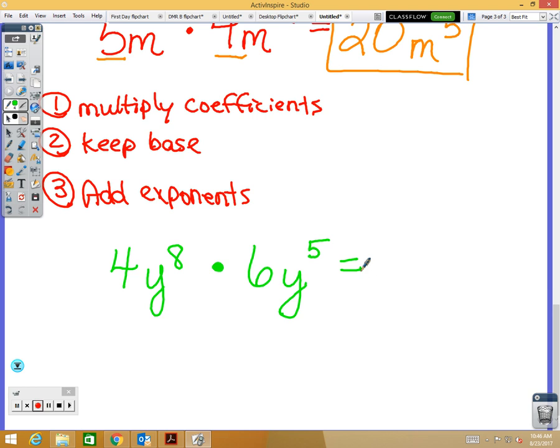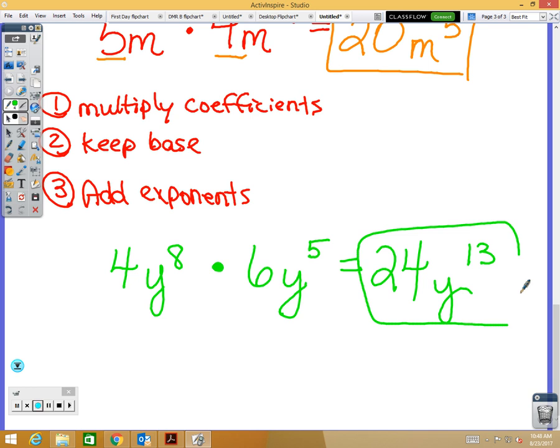Four y to the 8th power times six y to the 5th power. First, I hope you did 4 times 6, our coefficients. 4 times 6 is 24. My base is y, so I'm keeping my y and adding my exponents. 8 plus 5 is 13. So that is my final answer, 24y to the 13th power.